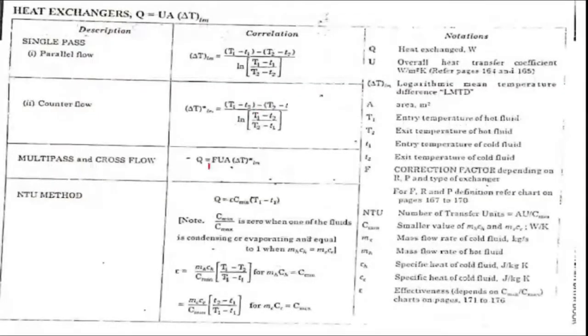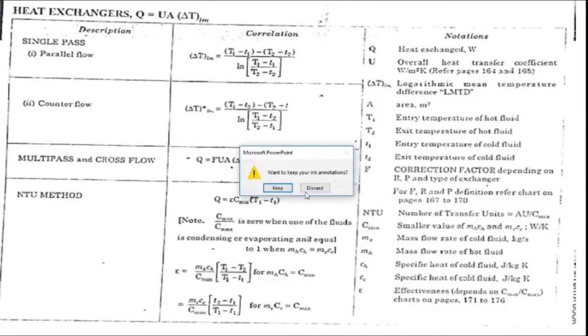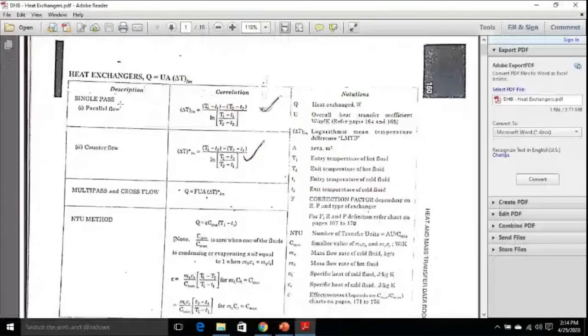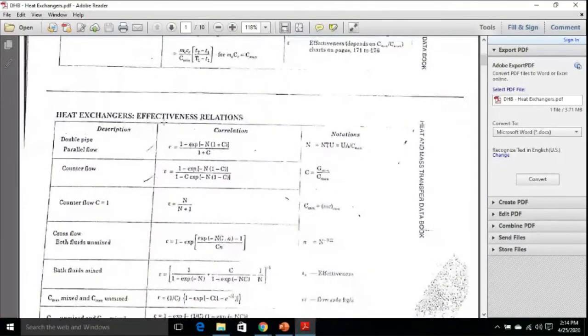So I'll just open the data handbook for you people. This is the data handbook. First, we have the relation for LMTD, relations for LMTD. If you will come down, here we have relation for effectiveness. This page says that these are the heat exchanger relations for effectiveness. The first relation is for parallel flow heat exchanger.